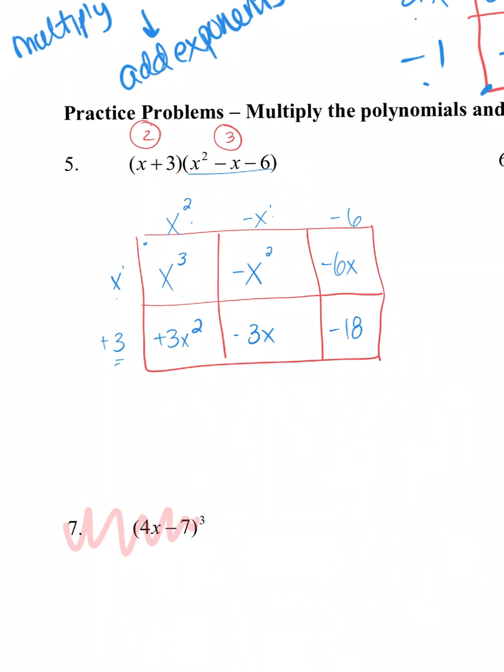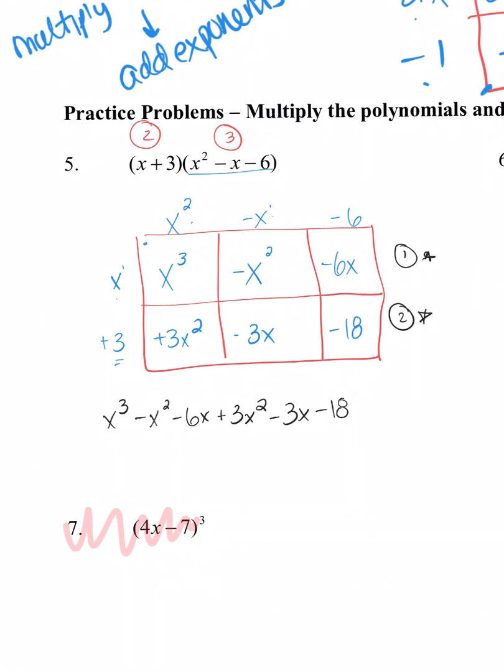Okay, and then I'm going to write them down in the rows. So I'm going to write all those terms first in row 1, and then in row 2. So I have x cubed minus x squared minus 6x plus 3x squared minus 3x minus 18. Okay, so I'm just writing them in order.